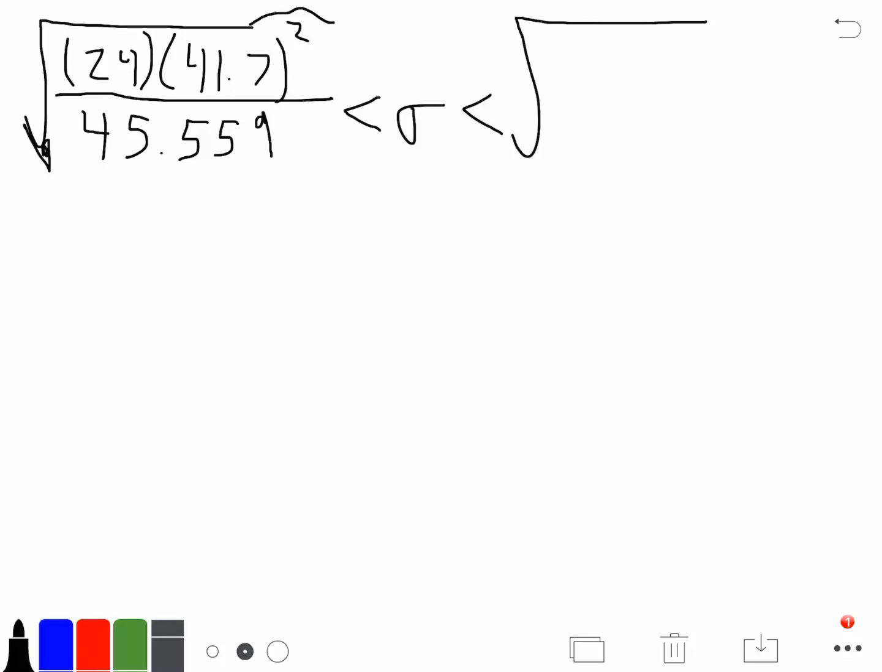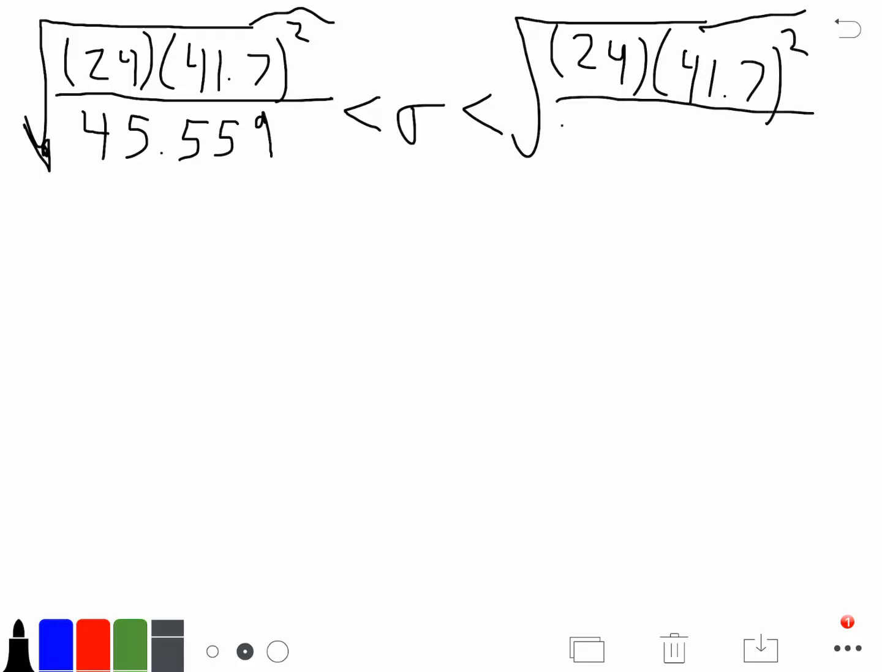So 24 times 41.7 squared all over, and when we look in the chi-square table for chi sub 0.995 squared, we found 9.886.